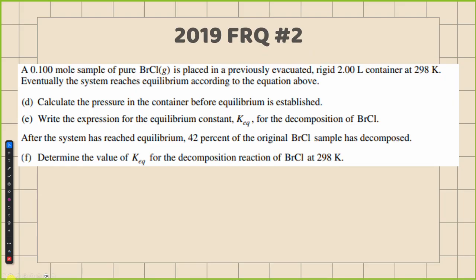So a 0.100 mole sample is placed in a 2-liter container. So you got to be careful, now we got to watch that for concentration purposes. This is a 2-liter container, 298K. Eventually the system reaches equilibrium. Oh, we don't have the equation above. That's kind of a problem. Calculate the pressure in the container before equilibrium.